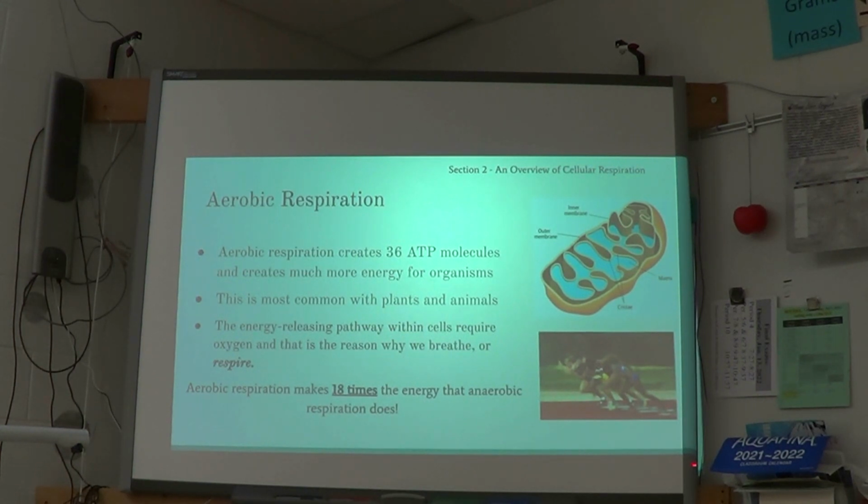Aerobic respiration is what we spend most of our lives doing. It's much more efficient. It can produce about 18 times the energy that anaerobic respiration can. And it's the most common in plants and animals. All living things go through cellular respiration, and most of them go through aerobic respiration. Okay.